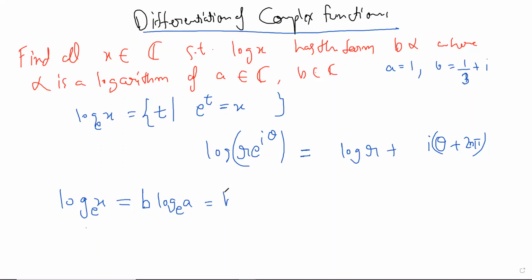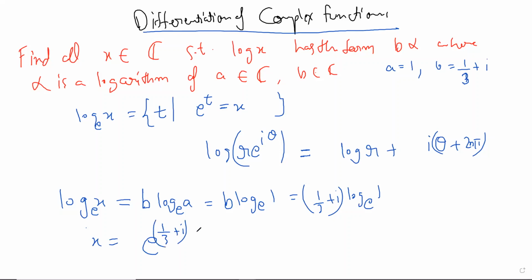So a was 1, right? So you can put it. I mean, I'm sorry, this is 1 by 3 plus i. So this is nothing, just putting the values. Now what can we say about x? So we can say that x will be equal to e to the power this, right? What? This thing?